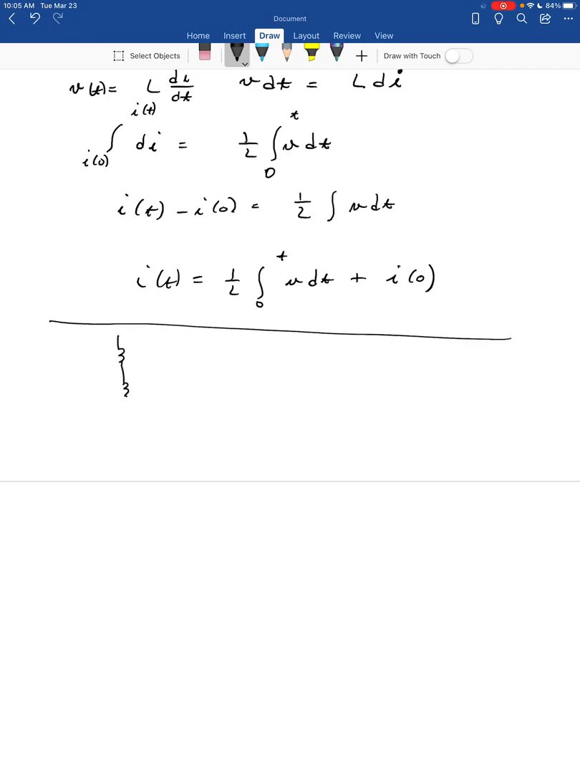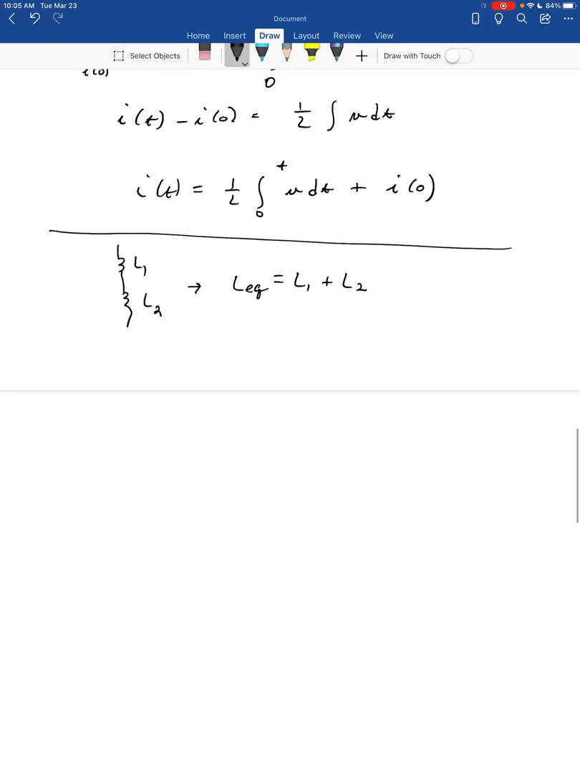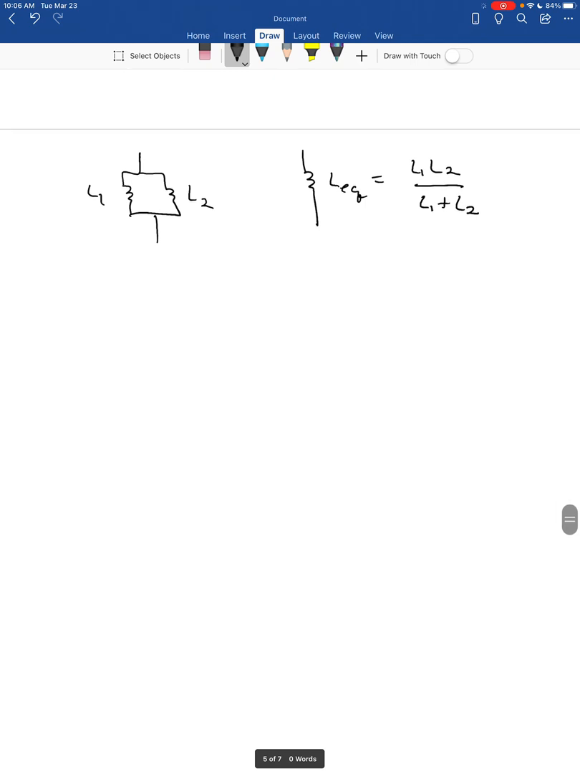Okay, inductors in series behave like resistors in series. So L equivalent is L1 plus L2. Inductors in parallel behave like resistors in parallel. So if I have L1 and L2, then L equivalent is L1 L2 over L1 plus L2.